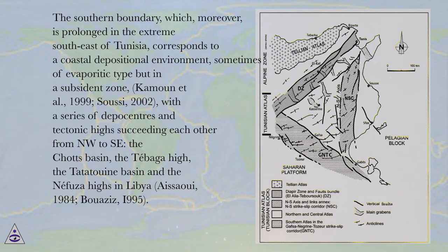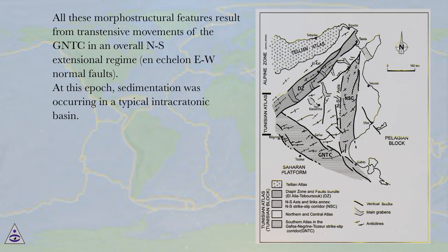The southern boundary, which, moreover, is prolonged in the extreme southeast of Tunisia, corresponds to a coastal depositional environment, sometimes of evaporitic type but in a subsidence zone, Kalmoun et al., 1999, Susi, 2002, with a series of depocenters and tectonic highs succeeding each other from NW to SE: the Chotts Basin, the Tobago High, the Tatouine Basin and the Nafusa Highs in Libya, Asawi, 1984, Bouaziz, 1995. All these morphostructural features result from transtensive movements of the GNTC in an overall NS extensional regime, in echelon EW normal faults. At this epoch, sedimentation was occurring in a typical intracratonic basin.